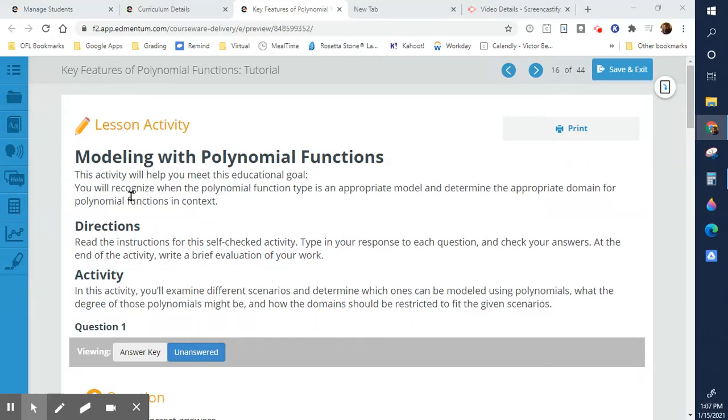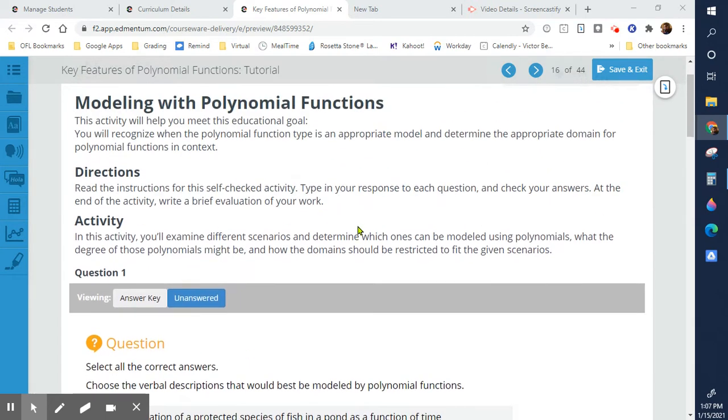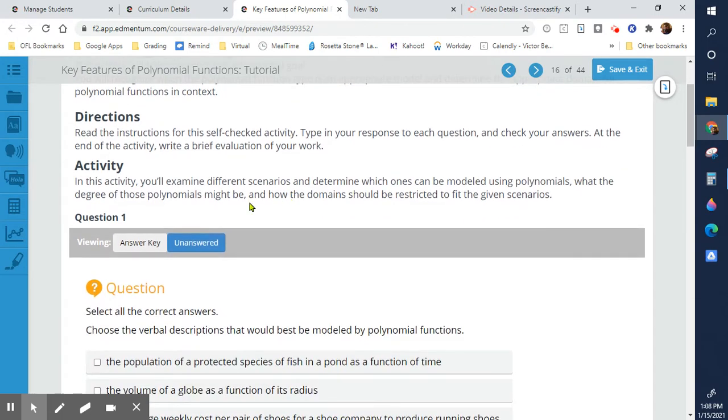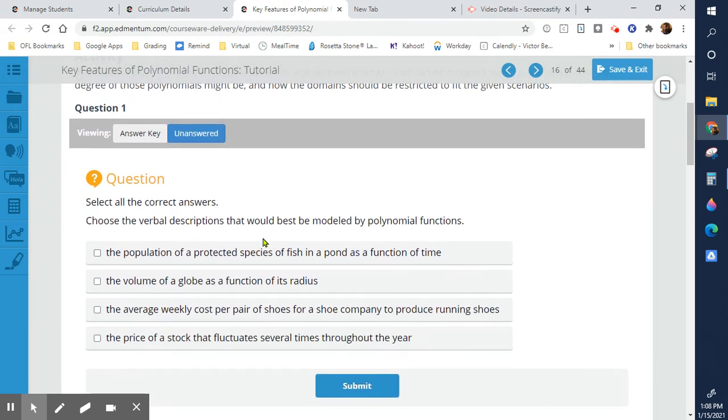Alright, so apologies for the last video being so short, but I wanted to give this its own time frame as well. In this one, we're going to start talking about different types of polynomials and how they can be modeled in different behaviors. In this activity, we're given different scenarios using polynomials. What degree of polynomial might there be?